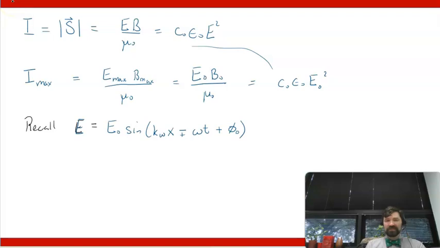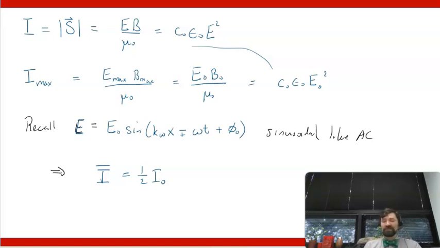Sinusoidal, like an AC signal. So it follows that our maximum intensity can be related to an average intensity by: the average is simply 1/2 of I naught. And from that we get stuff like our root mean squared values for E and for B, which I discussed in the previous video. So let's conclude with a quick example.